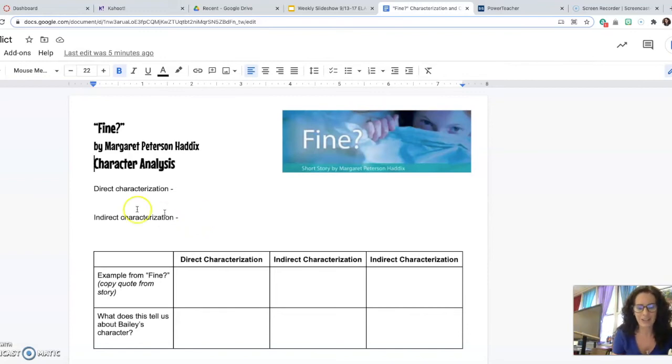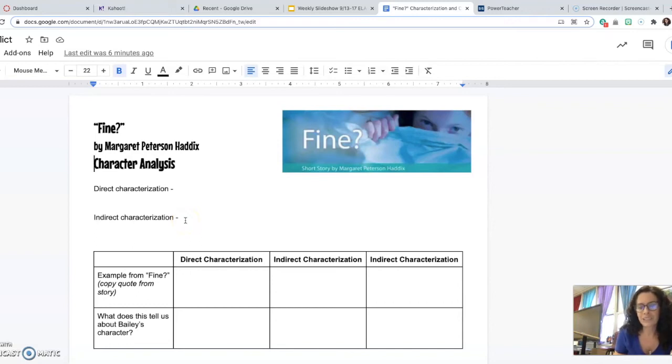Indirect characterization is when you have to make an inference based on clues. Remember, we talked about the acronym STEAL. What characters say, what characters think, how other characters react. All of those things that characters do help us figure out things about them. So indirect characterization is when the author does not directly tell you something. You have to make an inference.